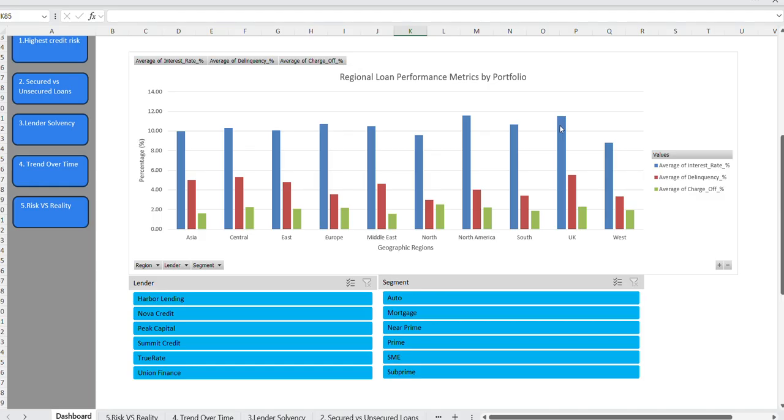Average interest rate, you always want the highest here. Then average delinquency is red. That's a warning indicator: do something before it goes to green. And green is bad debt written off, so you don't want the bad debt. This is the time to change it, and you always want that.